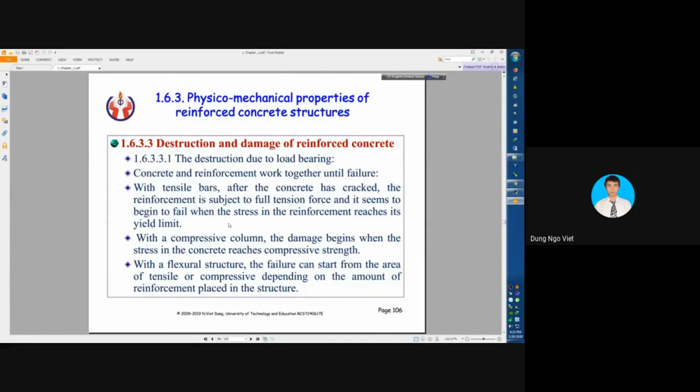With a compressed column, the damage begins when the stress in the concrete reaches its compression limit. And with a flexural structure, the failure can start from the tensile or compressed area depending on the amount of reinforcement placed in the structure. So we will consider the bending components in a later chapter.